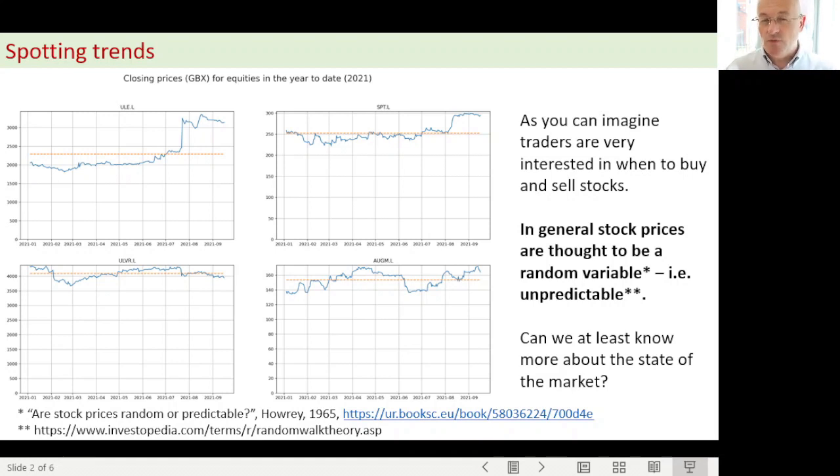It's not really possible to tell you that, and one of the reasons is because it's thought that stock prices are really random variables. That means there's no prediction power in previous data for the future, certainly in the short term and the long term. There's various studies on this. Howry in 1965 looked at whether the stock price is random or predictable and concluded they were random. And Investopedia have a nice page on the random walk theory. The random walk theory really says that stock prices wander around up and down all over the place, but there's no particular trend you could spot from a week or a month or a year of data.